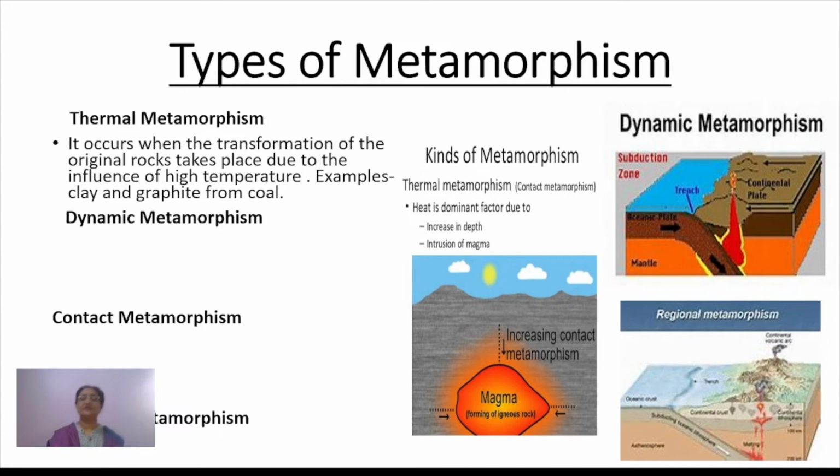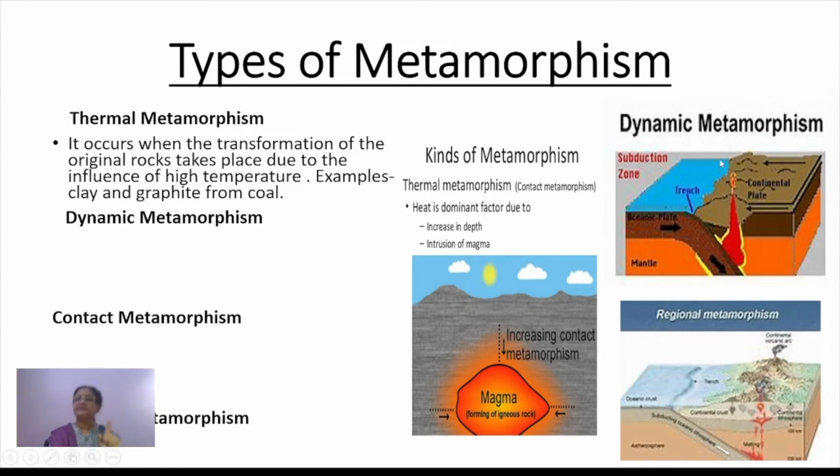It is also many times called local metamorphism. That means it's limited to a small area. So this is the second one. The third one is dynamic metamorphism. Dynamic means it is totally due to the extreme pressure from the upper lying layers, or due to any reason the pressure is exerted, and the resultant rock out of it is called dynamic metamorphic rock.